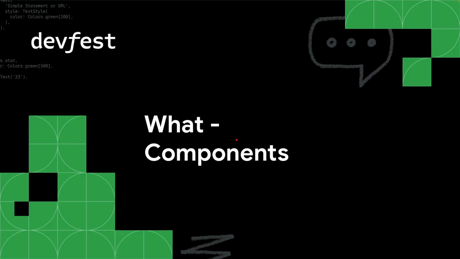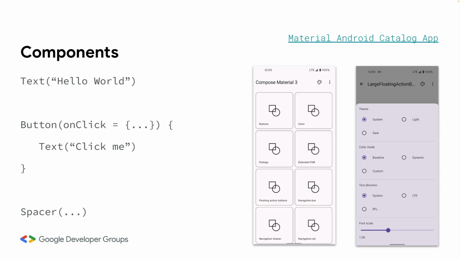So now, what kind of things can we put onto our screen? What kind of components can we have on our UI? So here are just some examples. You can have text, which will just place a text. You could have a button that takes an onClick, and inside the button is just text that says click me. You could have a spacer, but there are many more components. There are some basic components, but there's a whole catalog of components you can choose from.